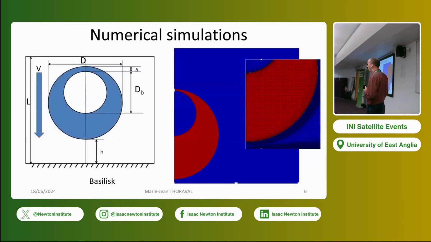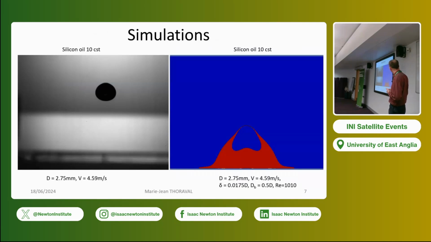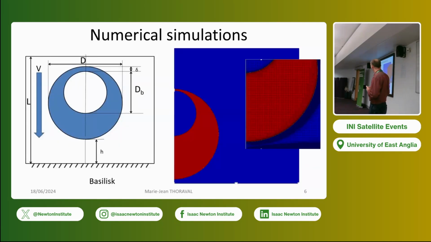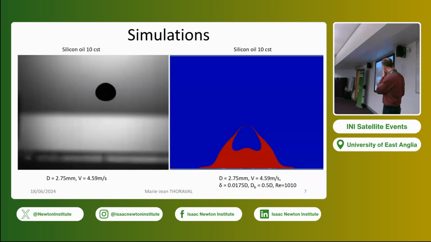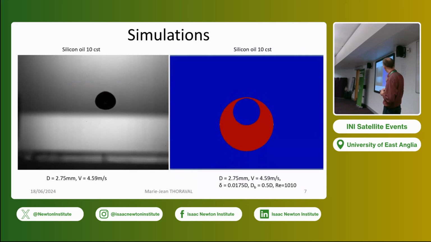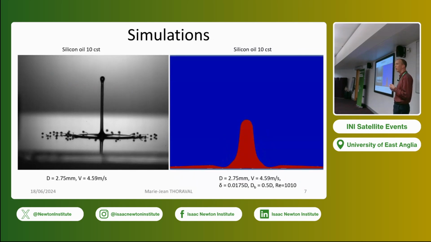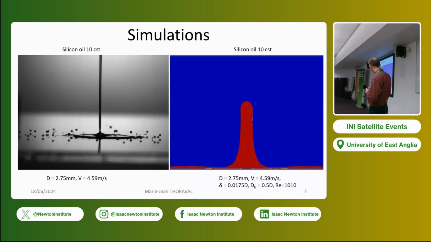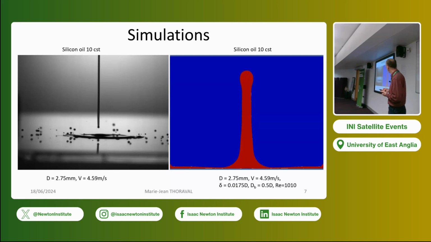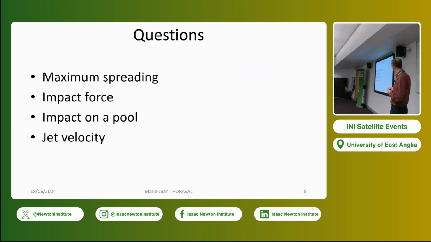So we try to do numerical simulations to understand this problem. We use the code Basilisk that can do dynamic adaptive mesh refinement to capture the dynamics of the interface. We compare with the experiments, and we are able to reproduce the formation of this vertical jet and most of the features. So we continued a bit more on the numerical side to study this problem.